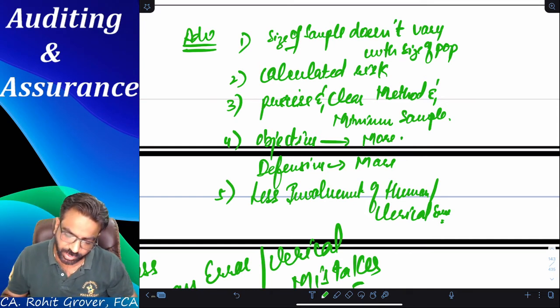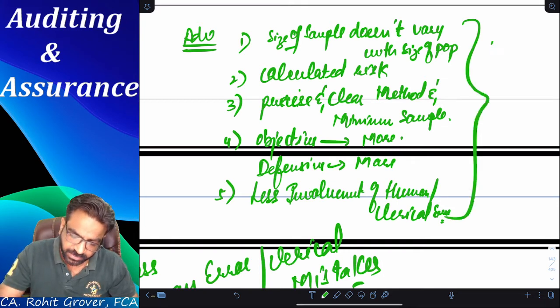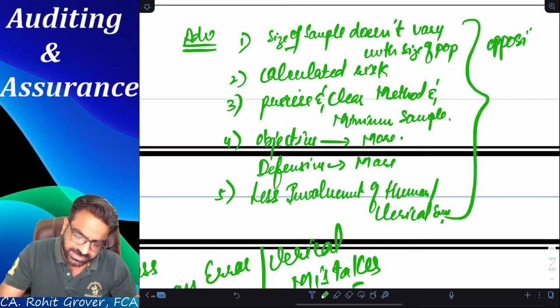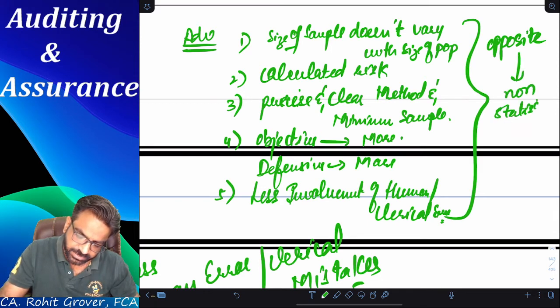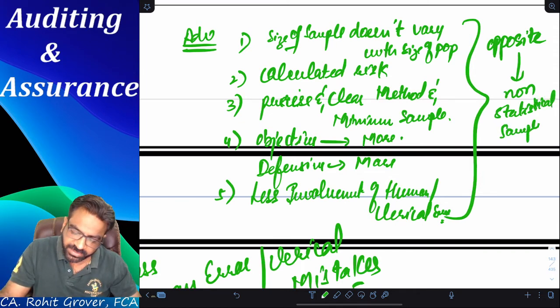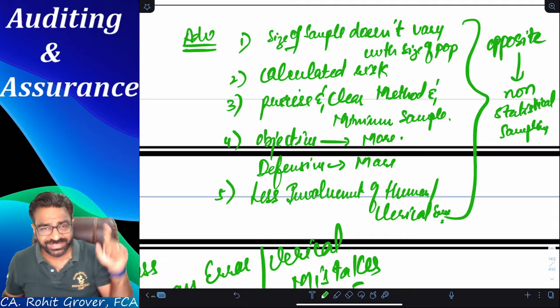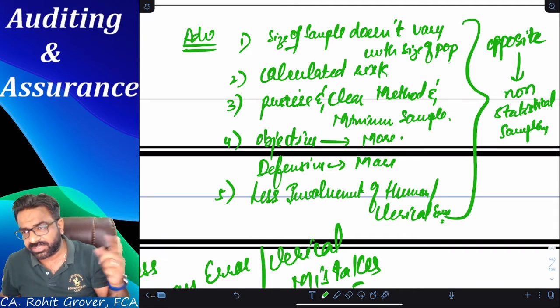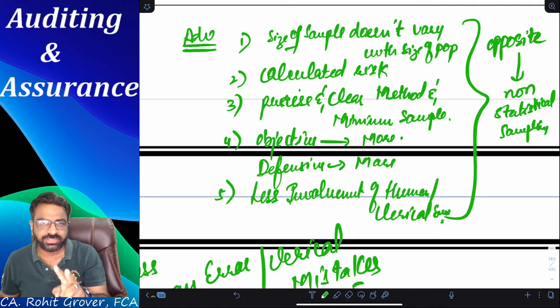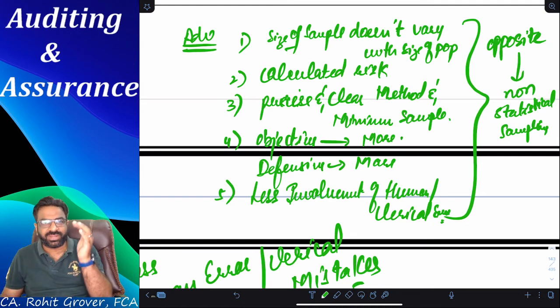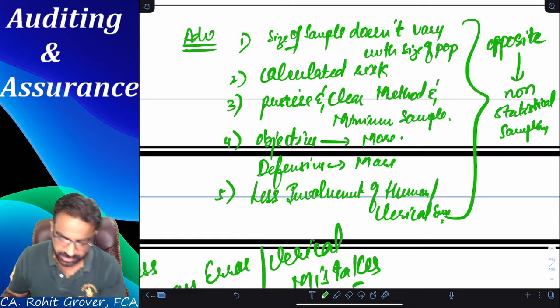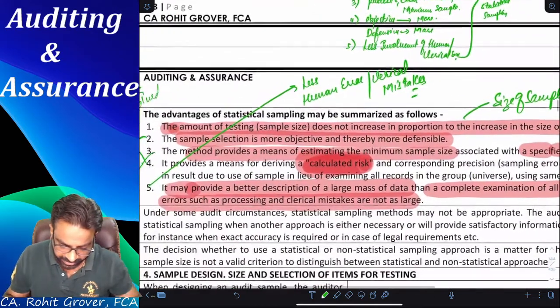So if we write the opposite of that, can I say that the same is going to be true of non-statistical sampling, right? So either you take the disadvantages of the non-statistical and convert them into advantages, or you take the advantages of statistical and convert them into disadvantages of non-statistical, one and the same thing only, right?